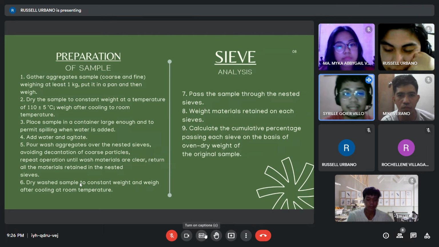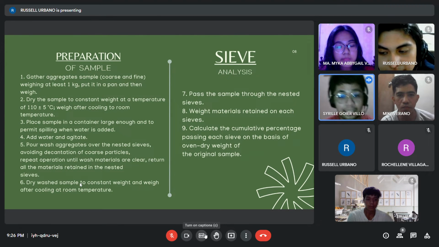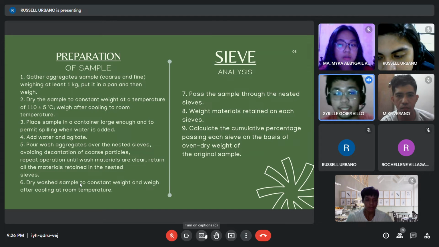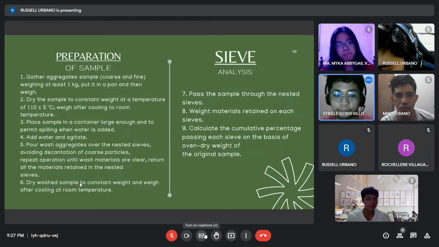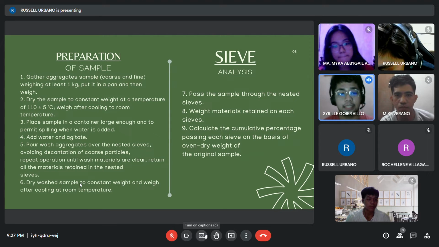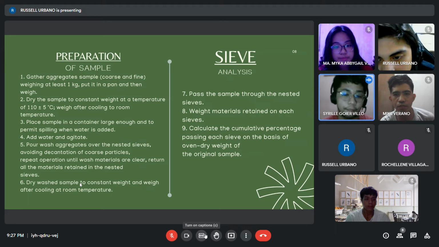For sieve analysis, pass the sample through the nested sieves and weigh the materials retained on each sieve. And last is calculate the cumulative percentage passing each sieve on the basis of the oven dry weight of the original sample.